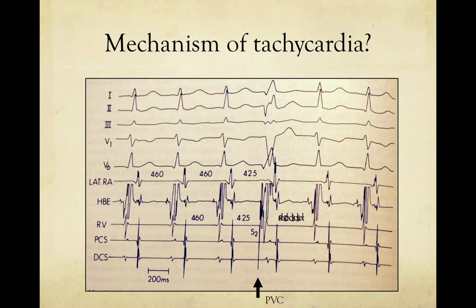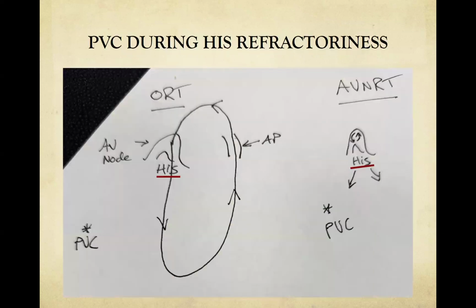But it is curious that at cycle length 460, the AH is like 300, right? In any of us, if we pace the atrium at a rate of 130, your AH might be 100, 110, but I doubt seriously it would be 300. The only way it would be 300 is if somebody had dual AV node physiology and actually had AVNRT and ORT, but that's not the example that we're looking at here. So anyway, this business about a PVC during His refractoriness is very, very important.